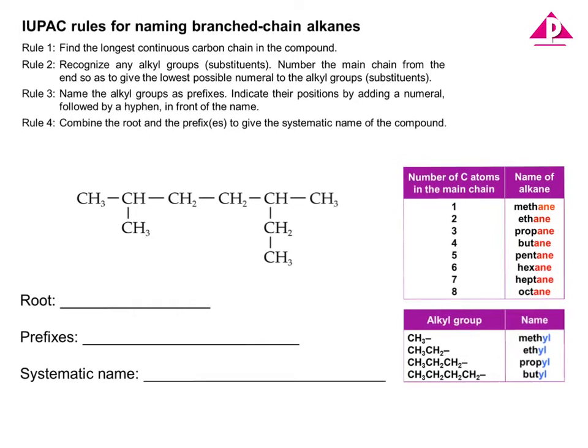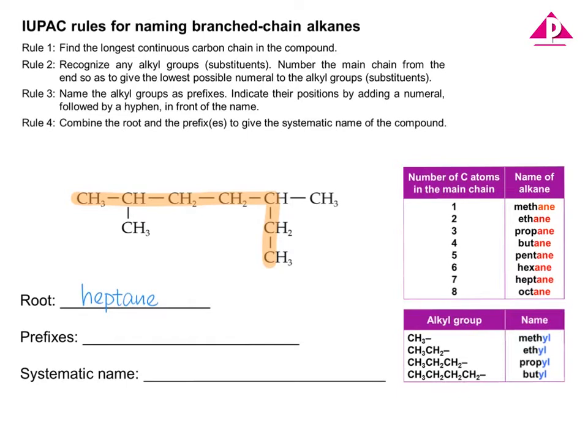First, we have to find the longest continuous carbon chain in the compound. In this compound, the longest continuous carbon chain has 7 carbon atoms. For 7 carbon atoms, we name it as hept. For an alkane, the suffix is ane, so the root of this compound is heptane. Note that the longest continuous carbon chain need not appear in a straight line on paper.